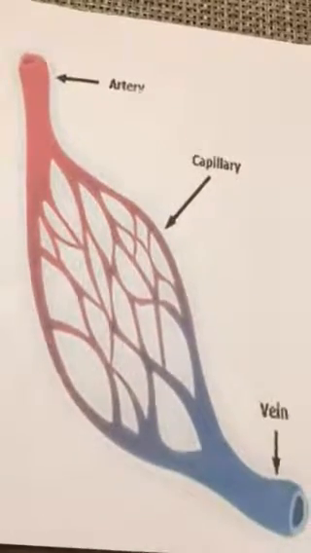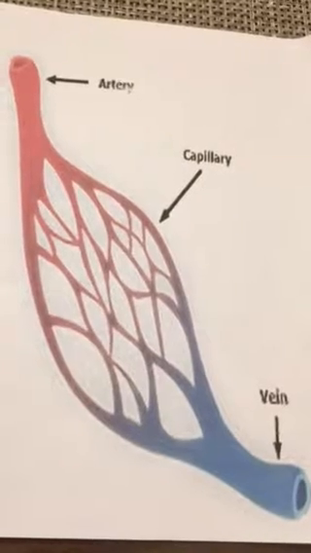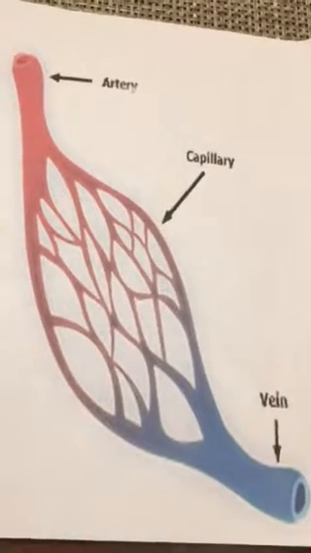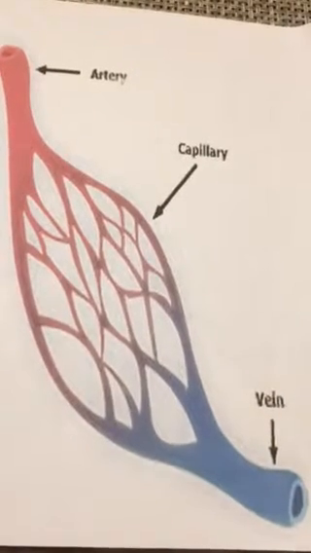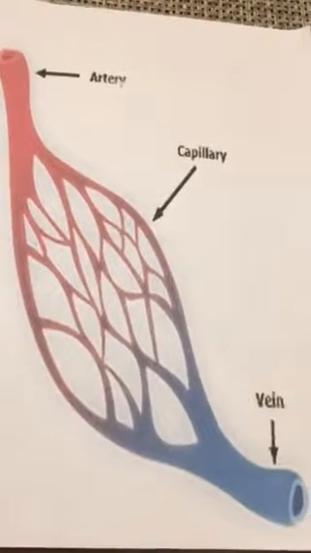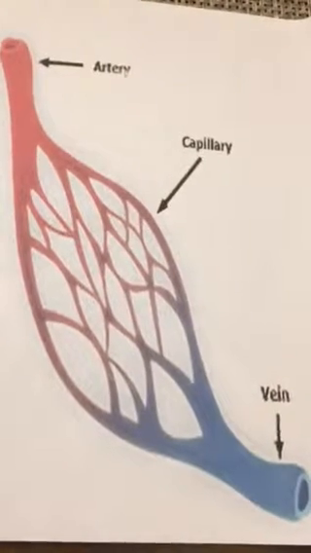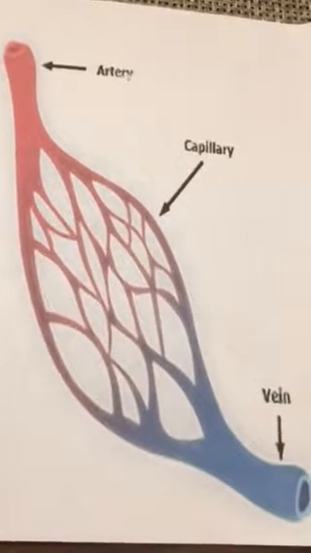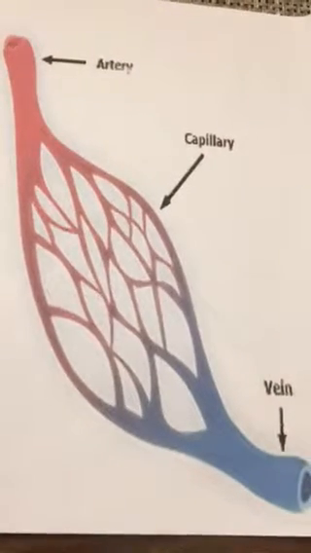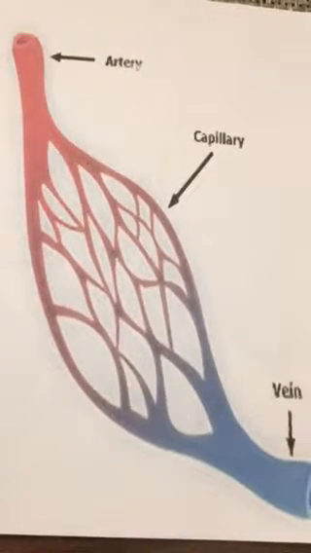Well, I'm doing mine on arteries, veins, and capillaries. Comparison and contrast. Arteries are vessels that carry blood away from the heart. Veins carry blood back to the heart. Capillaries are exchange vessels. They're microscopic thin-walled vessels that connect the smallest arteries to the smallest veins.